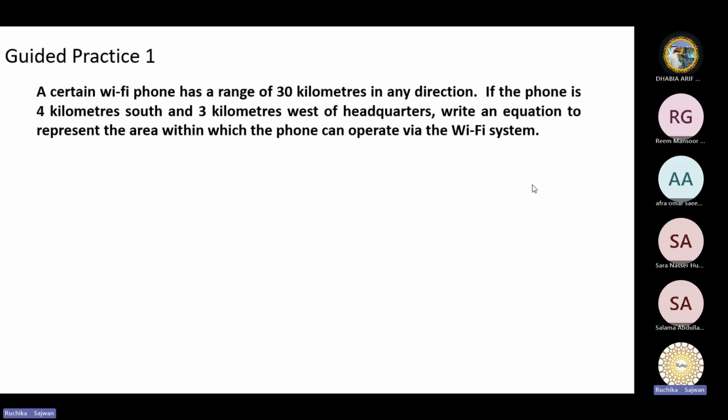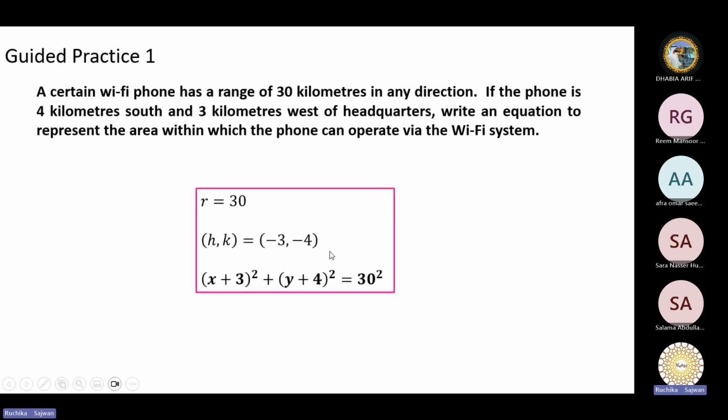Okay, so let's continue. I hope everybody has solved this question. Put your answers in the chat. And I hope you have got the correct values for your radius, which is 30 kilometers, H and K, which are 3 kilometers west, 4 kilometers south, and this is the standard equation. I want you to notice that in this question, the values of the center H, K are negative. So when you put it in the equation, it becomes positive.